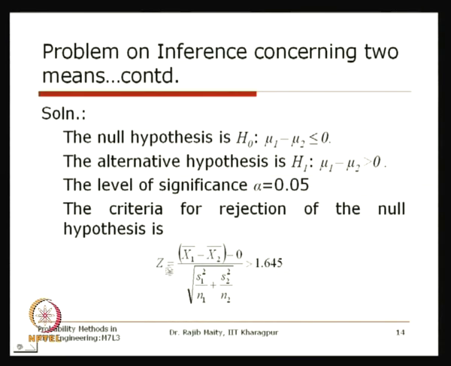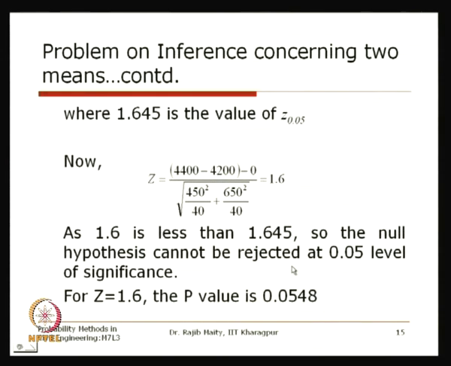For the test statistic, the criterion here is at 0.05. You know that the Z quantile is 1.645 at the 95% probability level for the standard normal distribution. So this is our critical value, and if we get a Z greater than this value, then we should reject the null hypothesis. Now if we use the sample statistics, we get a Z of 1.6, which is less than 1.645. So the null hypothesis cannot be rejected at 0.05 level of significance.